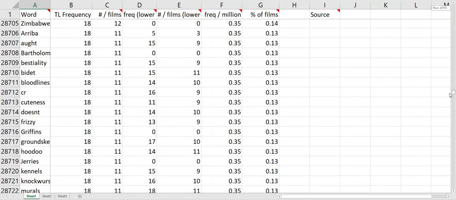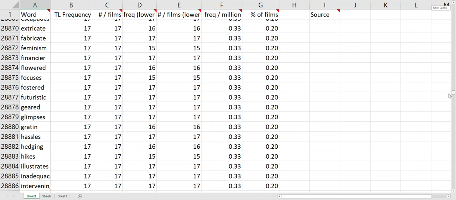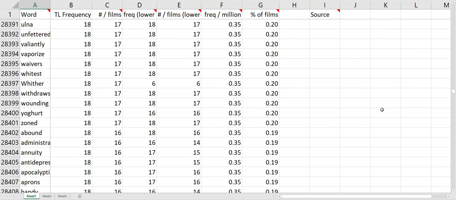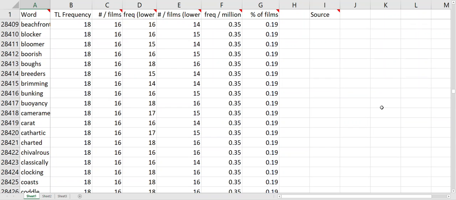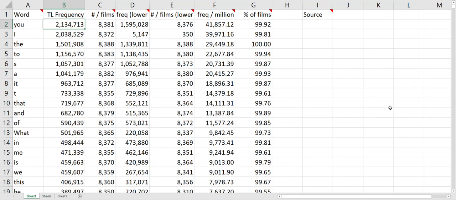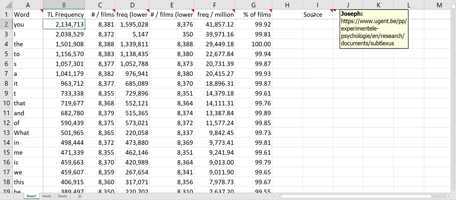We can go down thousands of words, and then you'll begin to see words that may not be as important. It's a nice little resource that they put together. If you want to look at the original, their website is right here where it says source.